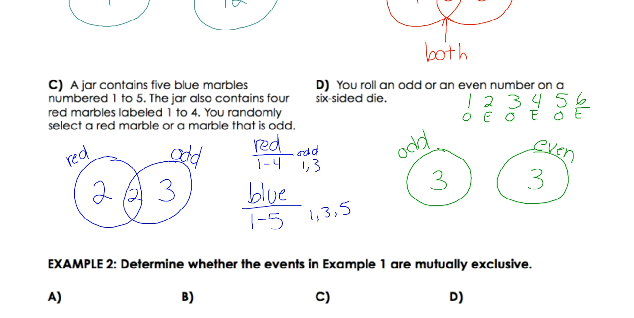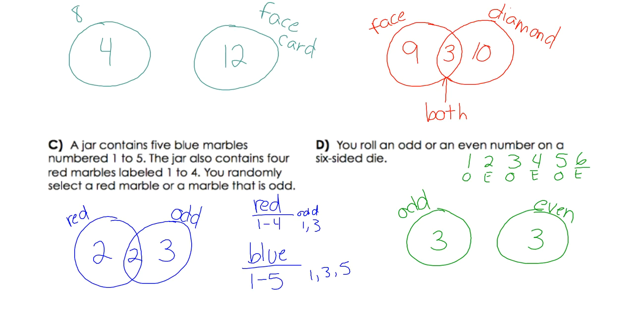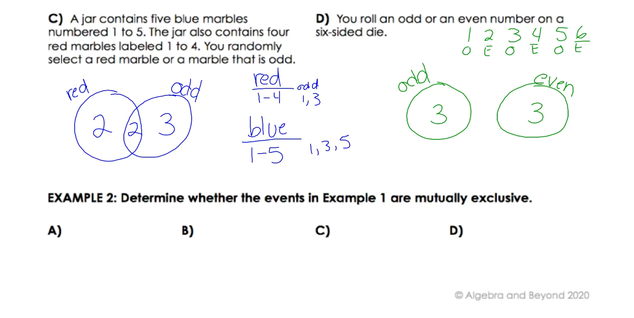So example 2 is asking us to state whether the events in each of these examples are mutually exclusive or not. So remember, mutually exclusive means they have no overlap. They can't happen at the same time. Not mutually exclusive would mean they do have some overlap. So once we look at the Venn diagrams, these ones are relatively easy to see. So we can see that example A there had no overlap. So we would say those are mutually exclusive, and I'm going to abbreviate here.